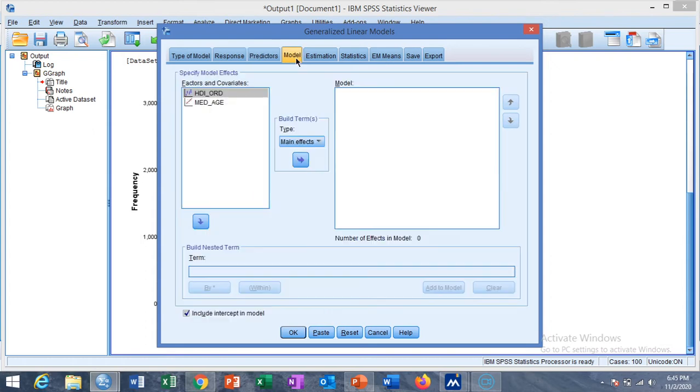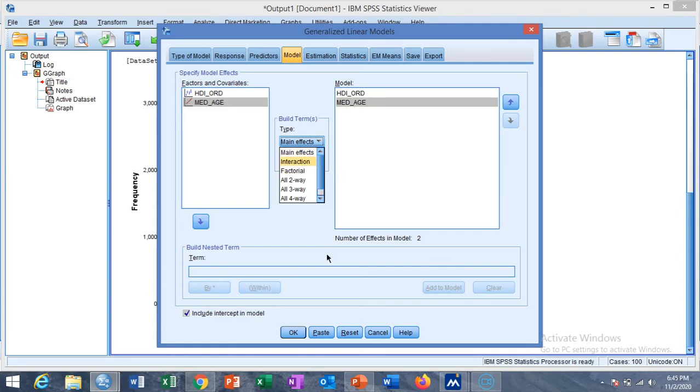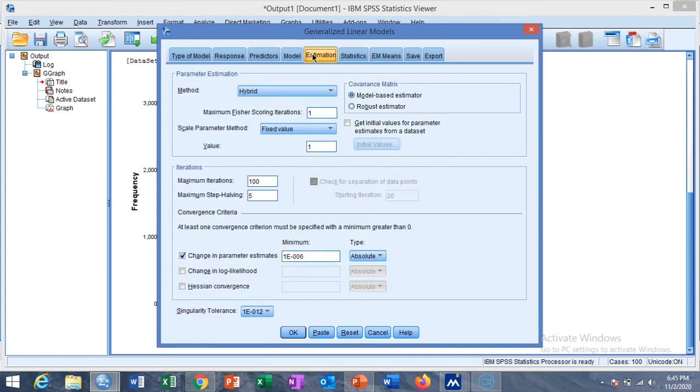And then go to the model. We have two main effects. We proceed with no interaction effects. If you want to proceed with interaction effect, then you can include the interaction from this option, and then go to the option of estimation.